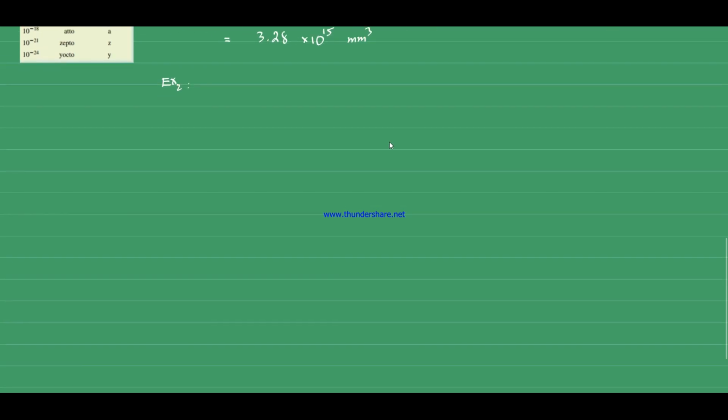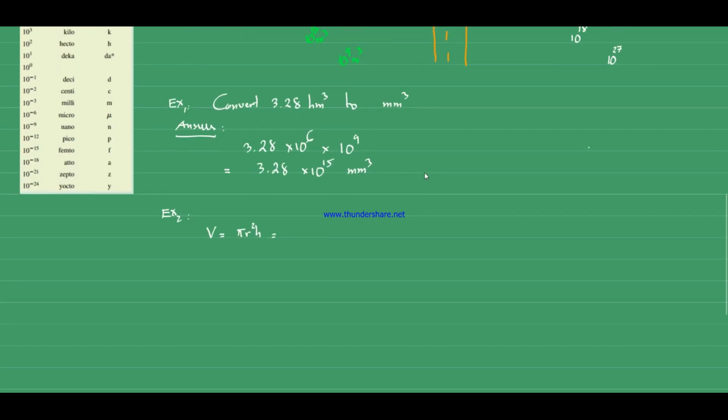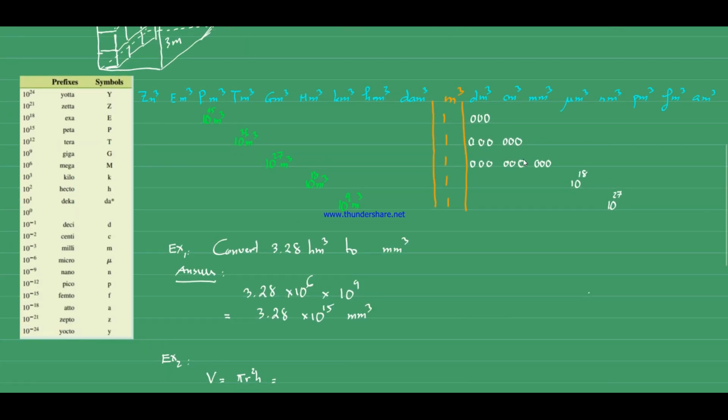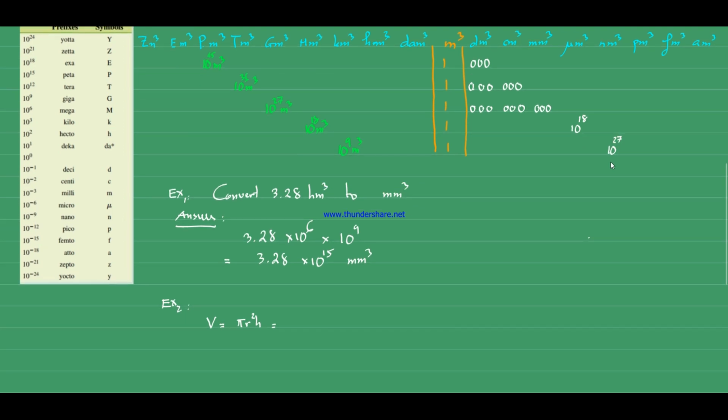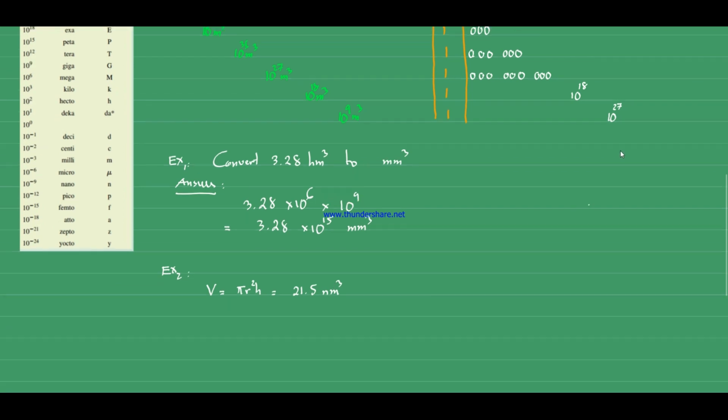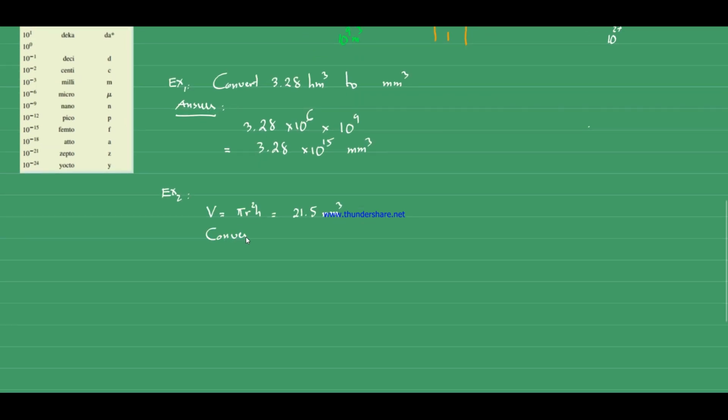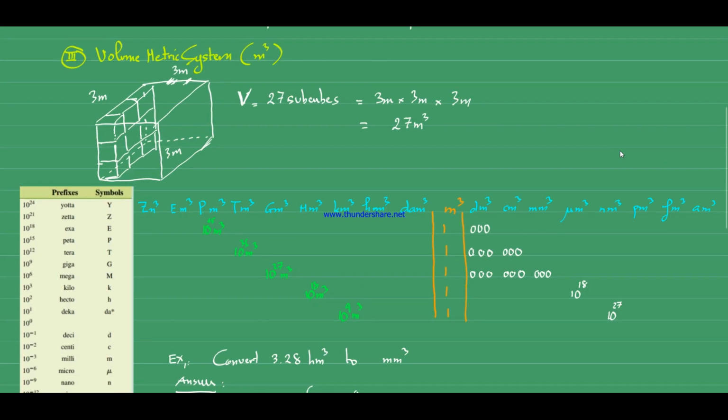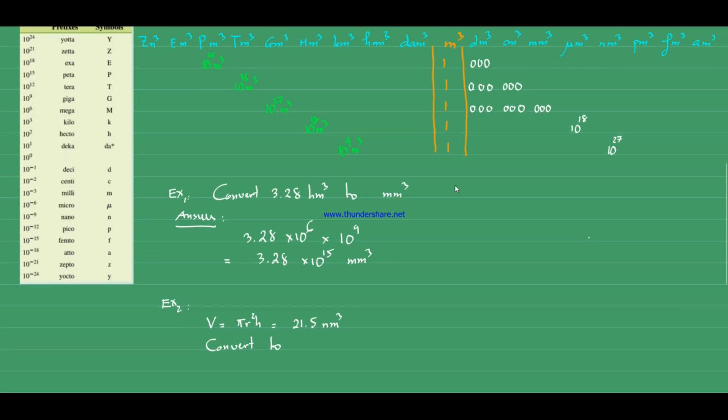Alright, what if I say the volume of the cylinder, pi r squared h, is, let's see, I can go from a small number here. So I'm going to go from 21.5 nanometer cube. Okay, I want to convert to, let's say, terameter cube.